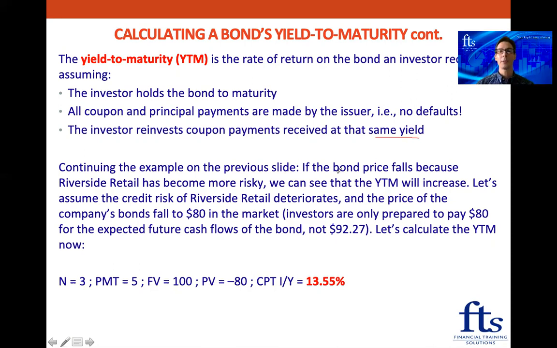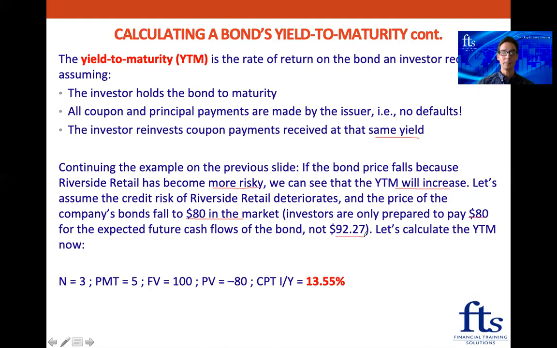So if the bond price falls because Riverside Retail has become more risky, so now their clothing range is getting worse and nobody wants to buy their clothes anymore, we can see that the yield to maturity will increase. Let's assume that the credit risk of Riverside Retail deteriorates, as we said, because the clothing range is bad. And now the price of the company's bonds falls to $80 in the market. They were $92, and now they've fallen to $80. So now investors are only prepared to pay $80 for those expected future cash flows of the bond, not the 92 anymore.